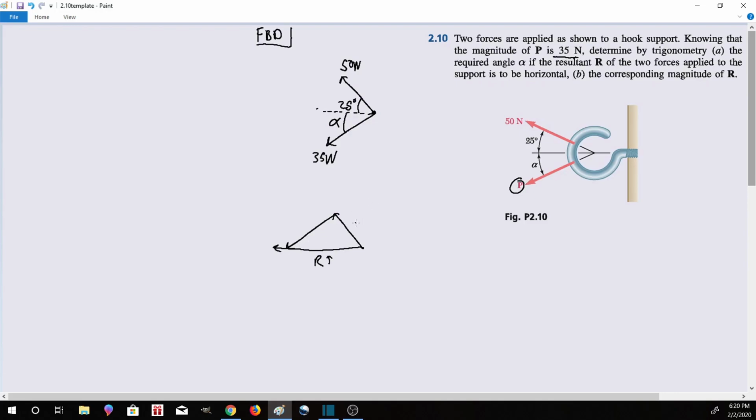And so this is force 1, which we classified as 50 newtons, and it's at angle 25. And this is force 2, which this is 35 newtons. And we don't know what this angle is, so we're going to call this angle theta. And this right here is angle alpha.